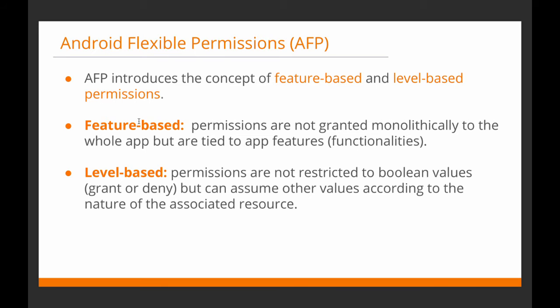To deal with these issues, we design Android Flexible Permissions, AFP. AFP introduces the concept of feature-based and level-based permissions. Feature-based means that permissions are not granted monolithically to the entire application, but are tied to individual app features, so to individual app functionalities. Level-based means that permissions are not restricted to Boolean values, like grant or deny, but can also assume other values according to the nature of the associated resource.